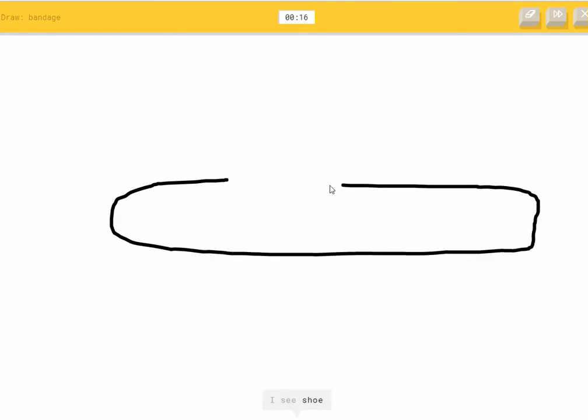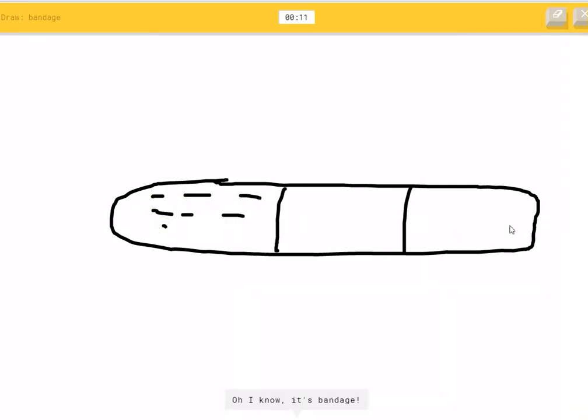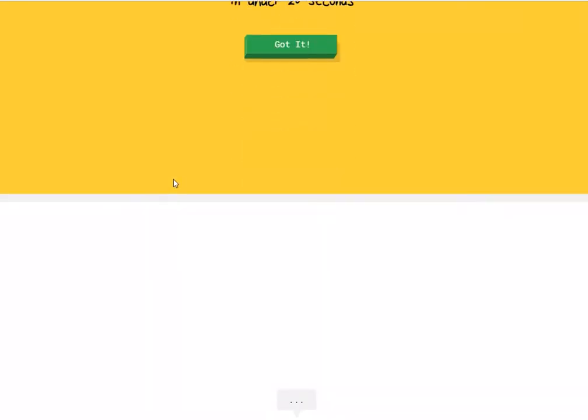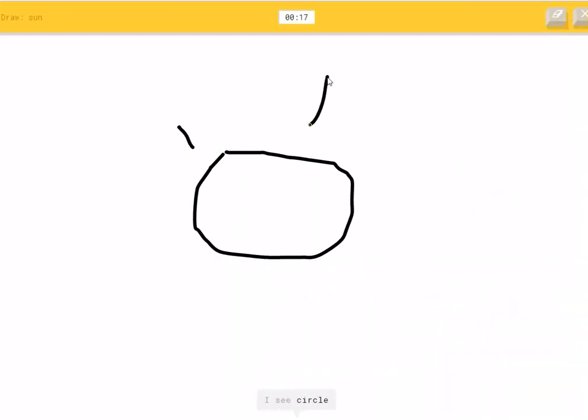I see shoe. Or diving board. Or sleeping bag. Or keyboard. Oh, I know, it's bandage. I see circle. Oh, I know, it's sun.